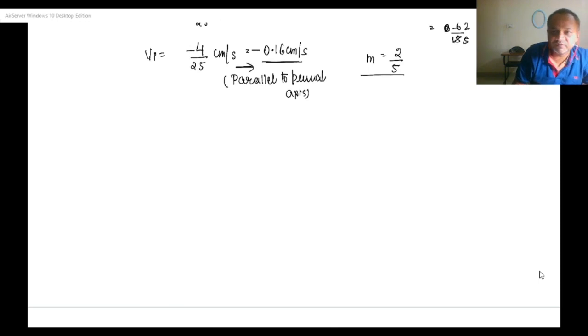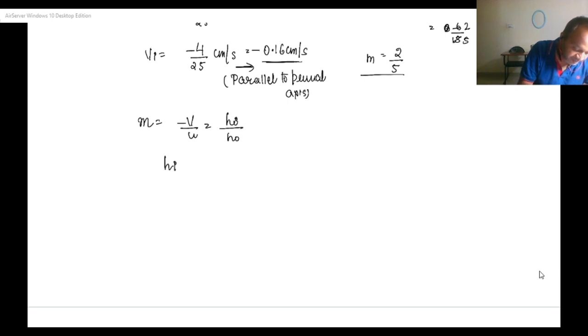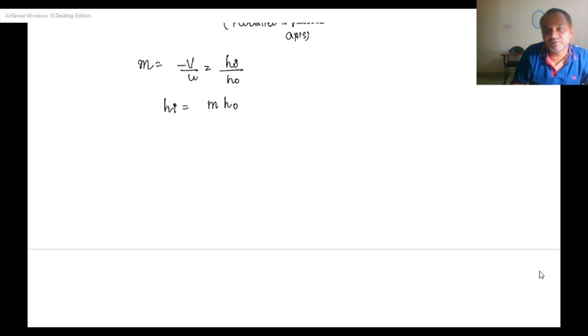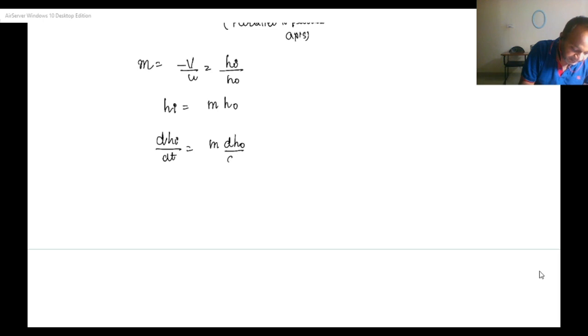So for calculation of this, we'll write the expression for magnification. Magnification is equal to minus v by u, which is equal to height of image divided by height of object, right? So this we can write as height of image is equal to m times height of object. Now differentiating this with respect to time, because we have to calculate dhi by dt, we can write m into dh naught by dt plus h naught into dm by dt.